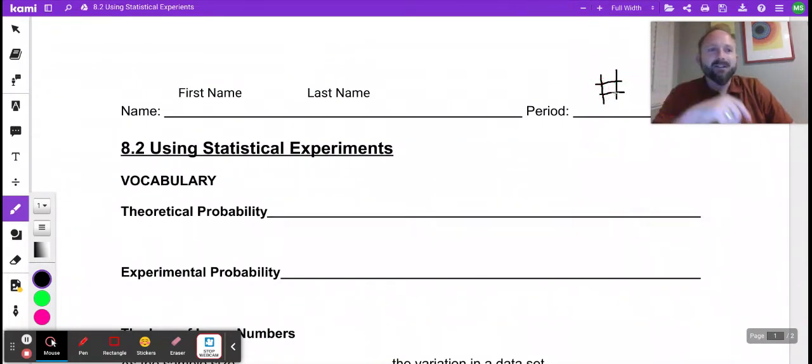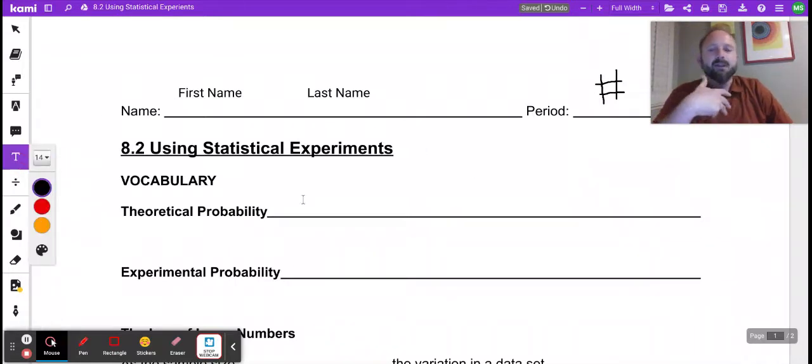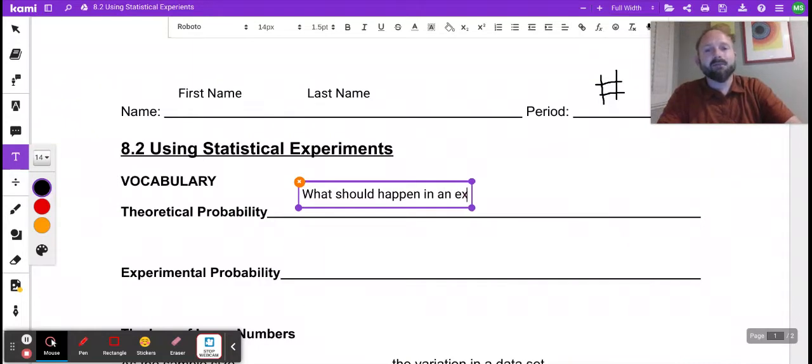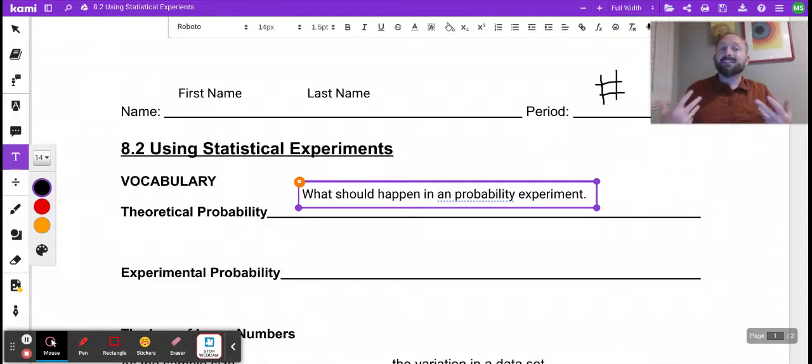So we're going to be talking about theoretical and experimental probability. This should be what should happen in a probability experiment. So for example, if you have a six-sided die, you should get each number 1 out of 6 times.